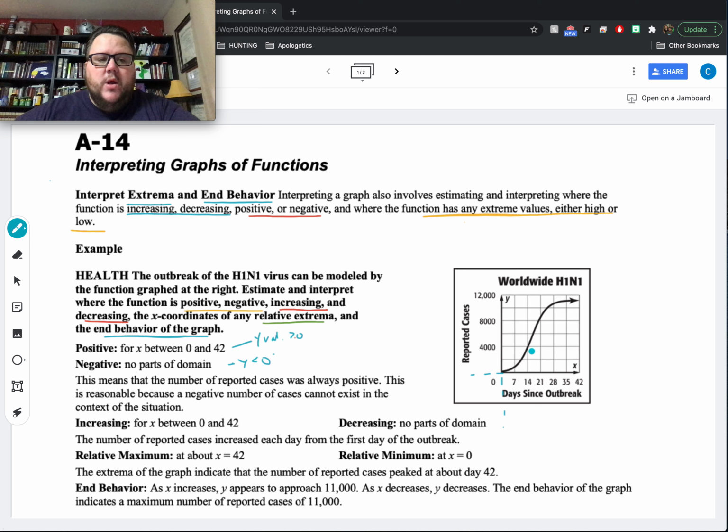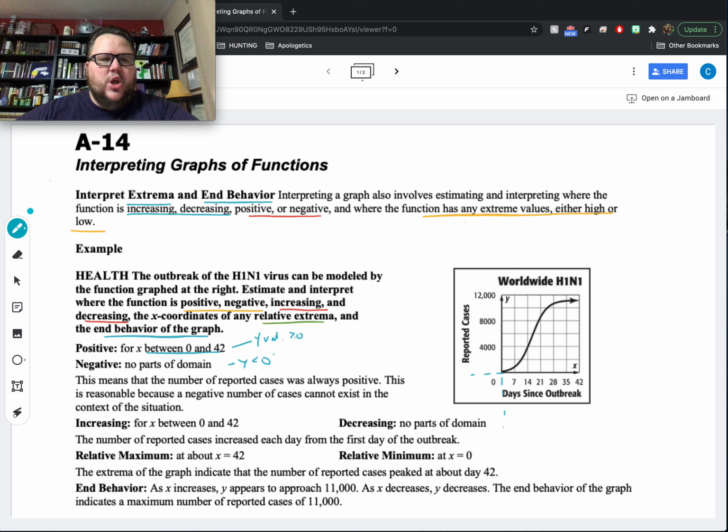The answer is no. So it's positive from 0 all the way to 42. So 0 to 42, x is positive. But if I wanted to see where it is negative, there's no point where it goes underneath. There is nowhere where the function is negative. This means that the number of reported cases was always positive. This is reasonable because a negative number of cases cannot exist in the context of the situation.